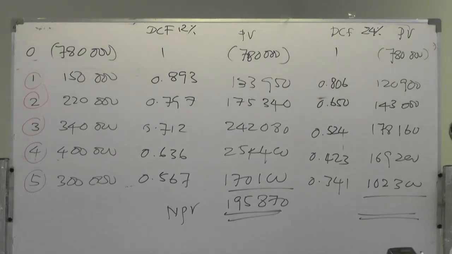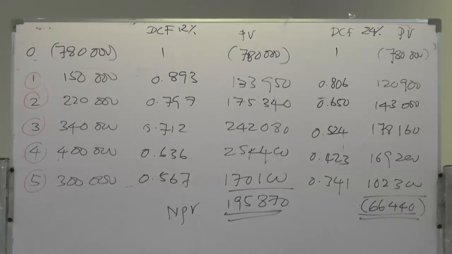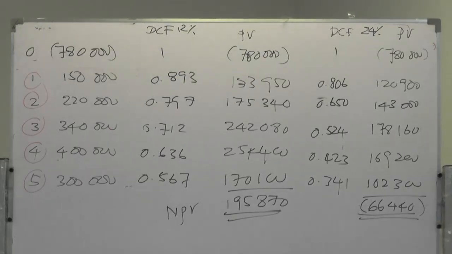102,300 minus 780,000, that is the initial investment. You have minus NPV 66,440, right? Now you know thereafter what you have to do. You have to use a formula, but don't try to cram this formula.